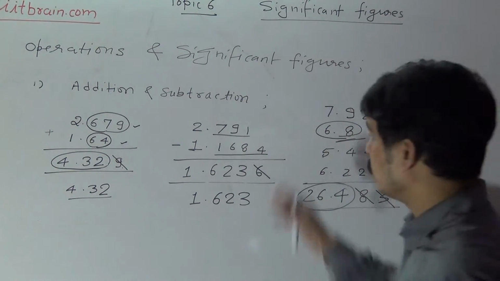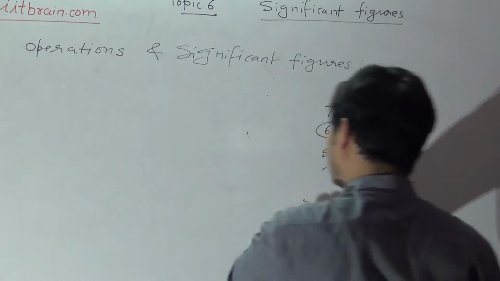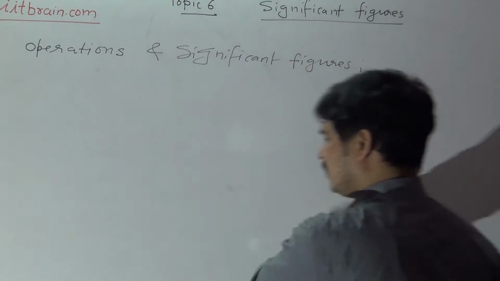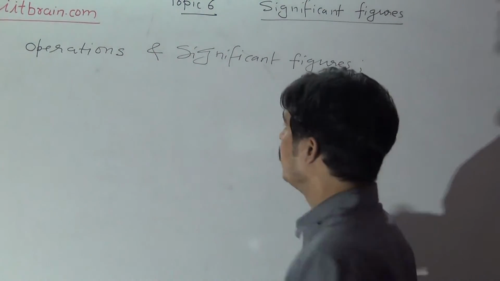So this is the law for addition and subtraction, for finding the number of significant figures in the answer and how to make your answer up to significant figures. This is the method to proceed with this problem.